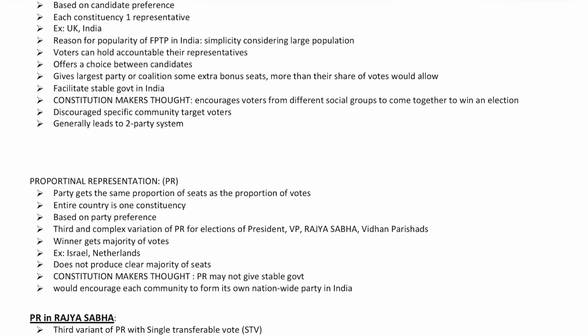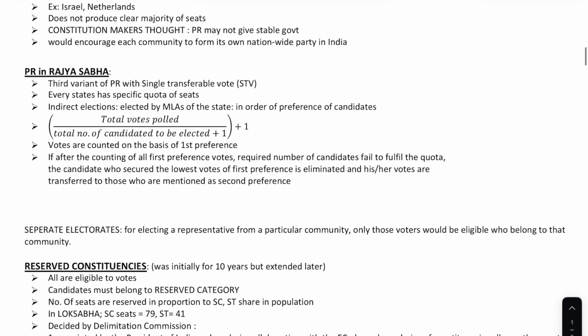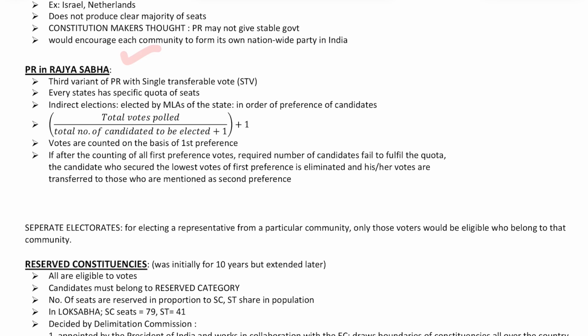The constitution makers thought proportional representation would not give a stable government, and would rather encourage each community to form its own nationwide party in India. For Rajya Sabha, it is the third variant of proportional representation, with single transferable votes. Every state has a specific quota of seats. These are indirect elections. The elected members of the state legislative assemblies vote for the Rajya Sabha in order of preference of candidates.